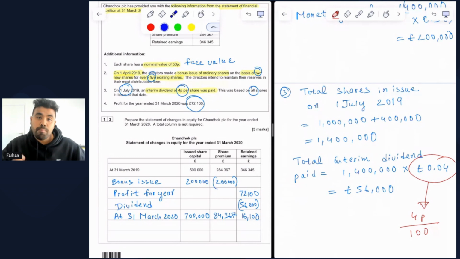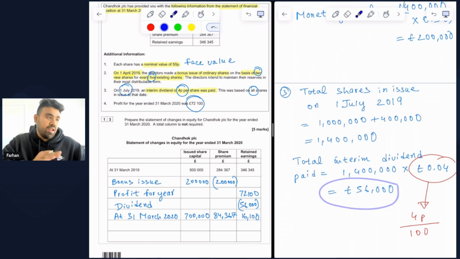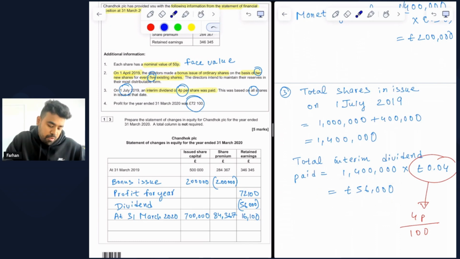This is because 1 pound has 100 pence. So if you want to convert 4 pence into pounds, you just do 4 divided by 100, which will give you 0.04 pounds. Once we do that, the total interim dividend comes out to be 56,000 pounds. Okay. And the last information states that profit for the year ended 31 March 2020 was 72,100 pounds.